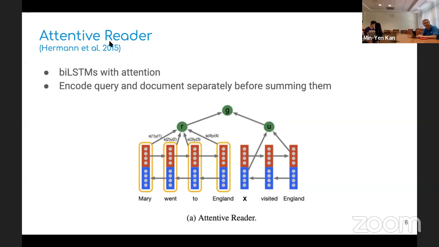Okay, so let's look at some of the models now. For the next two models, they are from the same paper, and it's also the paper that introduced the CNN Daily Mail data set. So this is a very early QA model. It's very rudimentary, and I think you can probably immediately understand what is going on from this picture, because it's basically just two LSTMs with attention. They encode the query and the document using the LSTM, and then they just sum them. That's the representation, and they use that to do querying. So they call this the attentive reader.